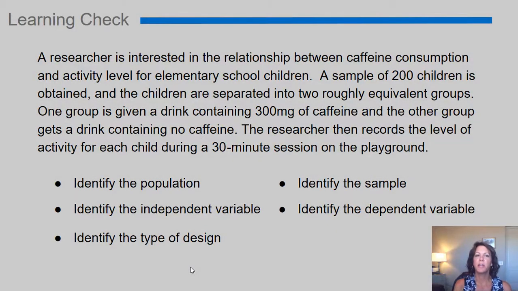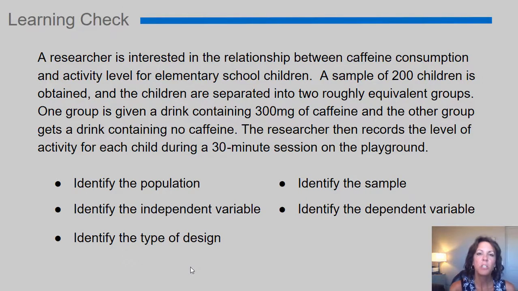Let's do a learning check that's going to put together everything that we've talked about so far in lesson 1. A researcher is interested in the relationship between caffeine consumption and activity level for elementary school children. A sample of 200 children is obtained, and the children are separated into 2 roughly equivalent groups. One group is given a drink containing 300 milligrams of caffeine, oh my, and the other group gets a drink containing no caffeine. The researcher then records the level of activity for each child during a 30-minute session on the playground.